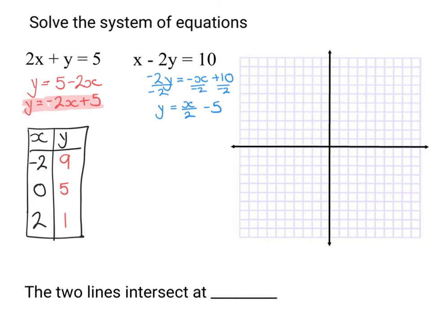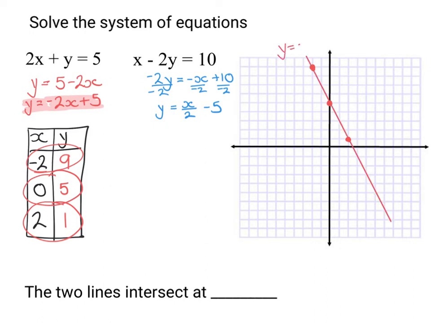Now that I have my values, let's actually plot it on the graph. So I'm going to start with this coordinate. So when x is -2, y is +9, which is around here. Okay, that's done. Next one. When x is 0, y is +5. So that's like right over here. That's 5. Okay, moving on. Now when x is 2, which is right here, y is 1. So right over there. Now that I have my 3 dots, let's connect it with a straight line.